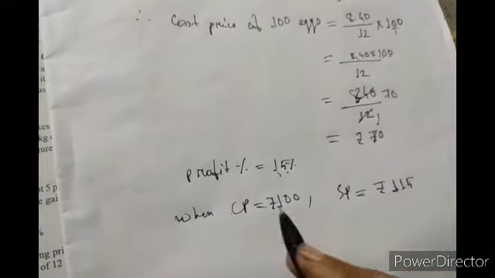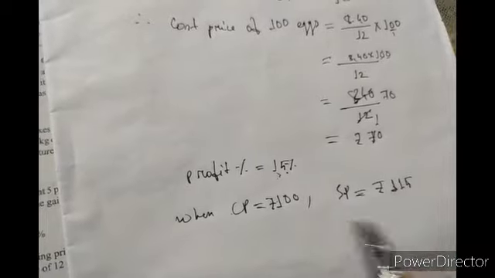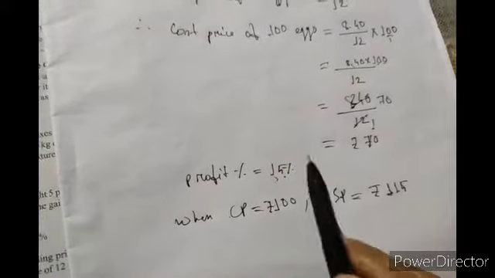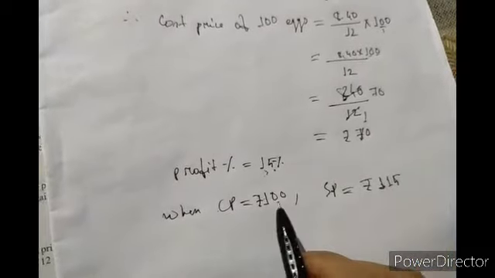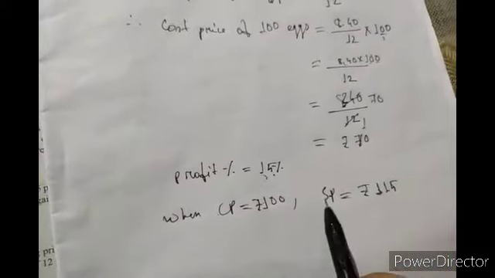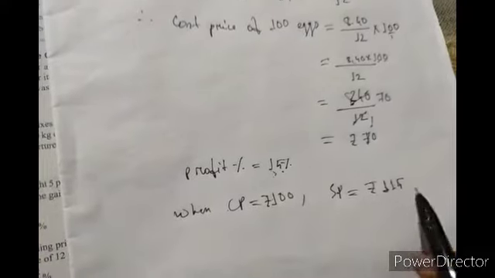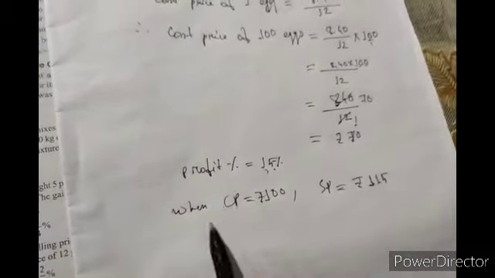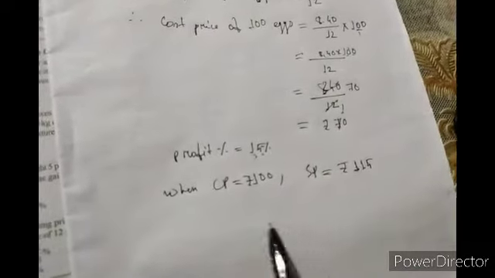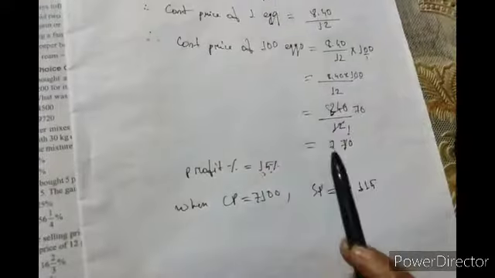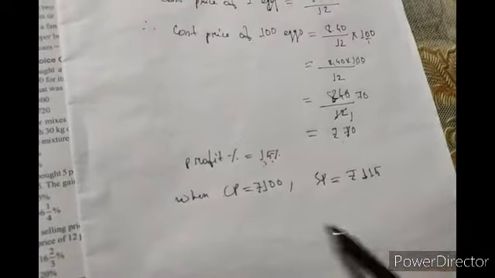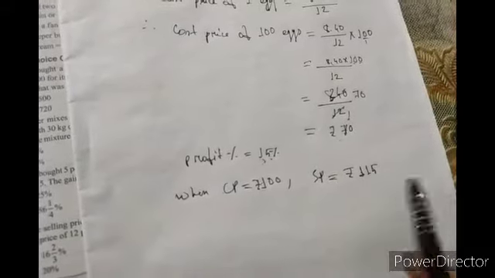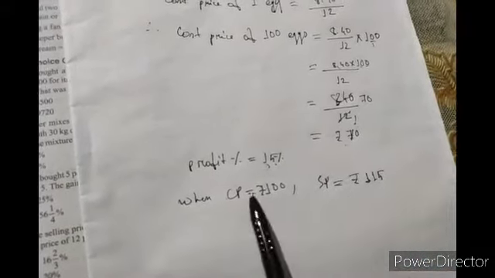115. Is it clear? Profit, that means selling price will be more. 15%, that means out of 100, 15 is profit. So cost price is 100, profit is 15, therefore selling price will be rupees 115. Now why are we writing cost price first and selling price later? Because we know the value of cost price. So cost price is a known quantity to us and selling price we don't know, an unknown quantity. That's why we are writing cost price first.